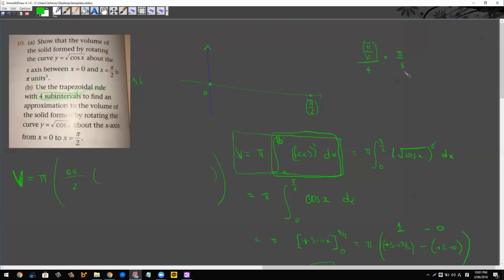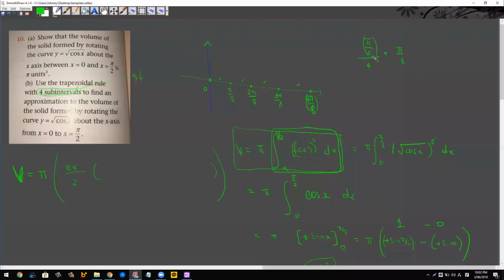So this is pi over 8. Next one is 2 pi over 8. And the next one is 3 pi over 8. And the next one is 4 pi over 8, which is pi on 2. So it's 1, 2, 3, 4 subintervals. This one here, this one here, this one here, this one here, okay? So 4 pi over 8 is the same as pi on 2. Do you understand?